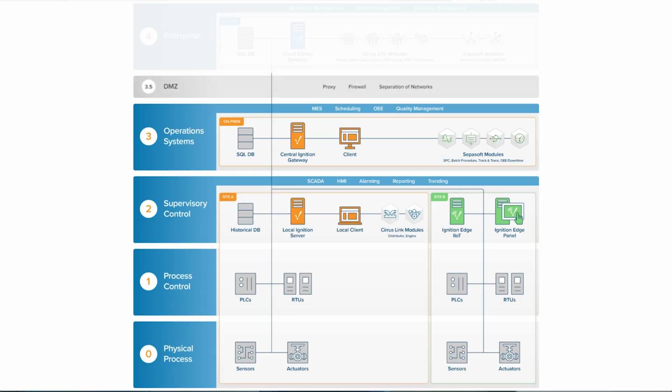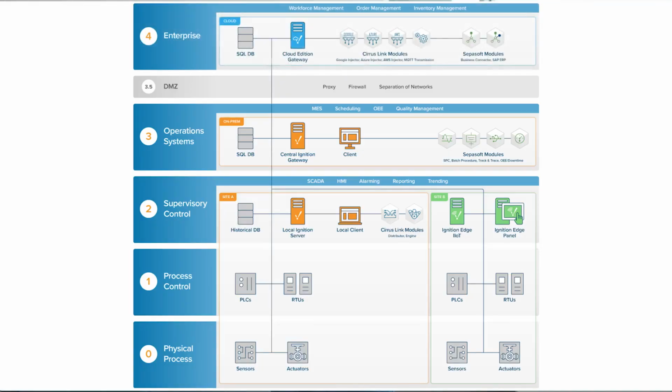or Demilitarized Zone. In keeping with security best practices, this in-between layer allows for separation between OT and IT networks. We're going to skip over setting up firewalls, proxies, and data diodes. But if you would like more in-depth information on Ignition security best practices, click the link in the description for the security hardening guide. Level 4 is Enterprise.